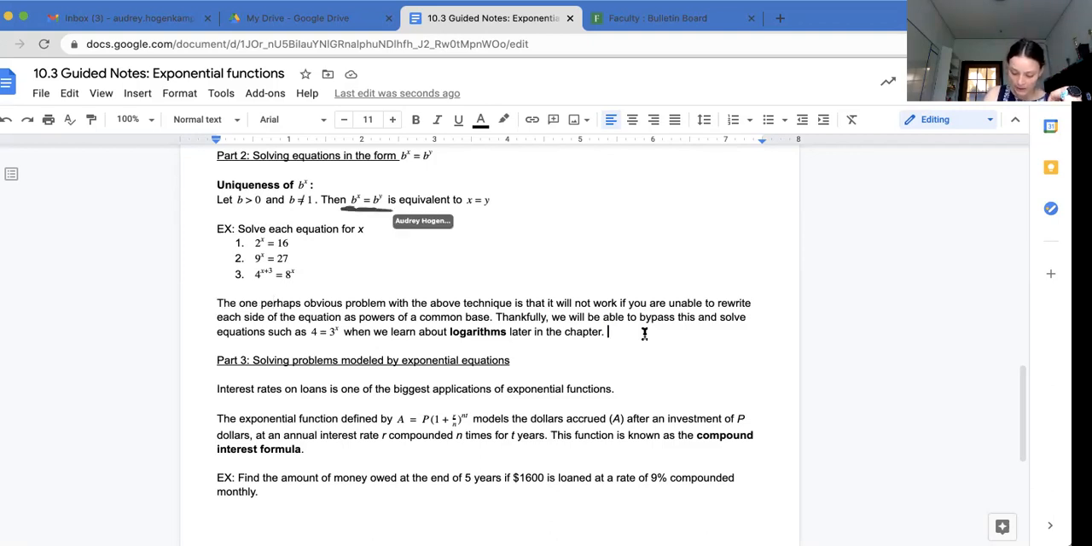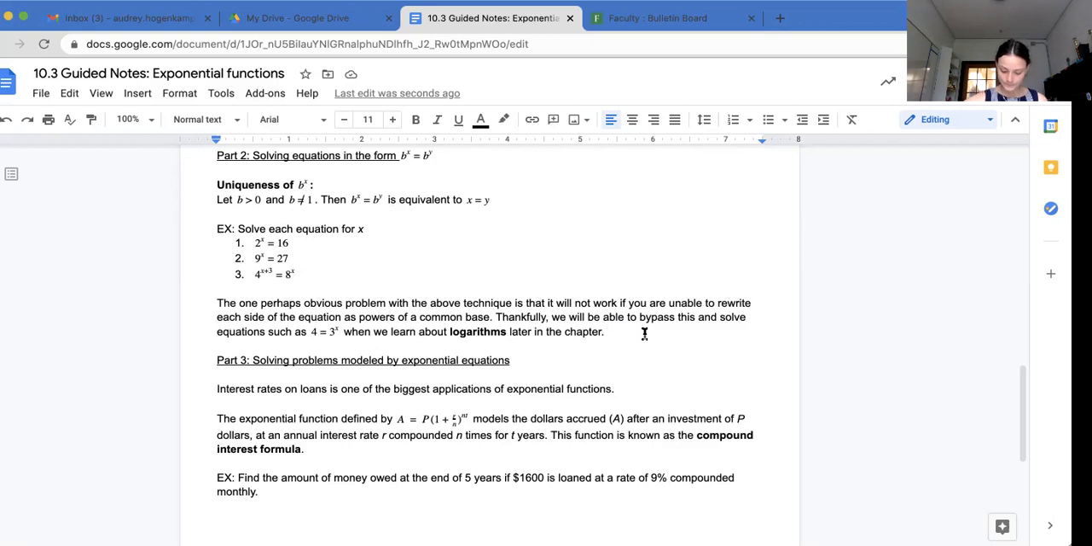But if we look at a problem like 4 equals 3 to the x, 4 and 3 don't have much in common. I can't write 4 as a power of 3, and I can't write 3 as a power of 4. I'm stuck for now until we learn about logs.